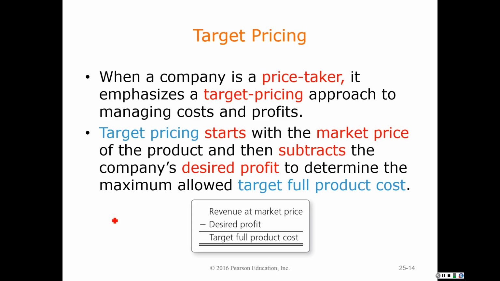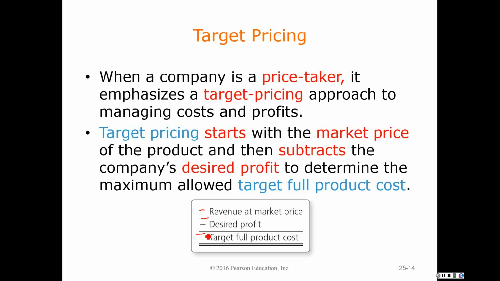beginning with the target pricing approach. So if we're a price taker, then we're looking at target pricing, which starts with the market price. I'm going to use my marketing research people to analyze and find out what the market is willing to pay me for this particular tablet or this particular stapler or this particular automobile. And then I'm going to subtract from that market price my desired profit. If we look at this illustration here on the bottom, first of all, what is the market willing to pay me for this product? What desired profit am I hoping to bring home? And that leaves me with a target full product cost.